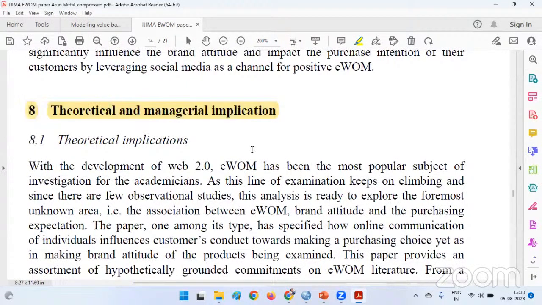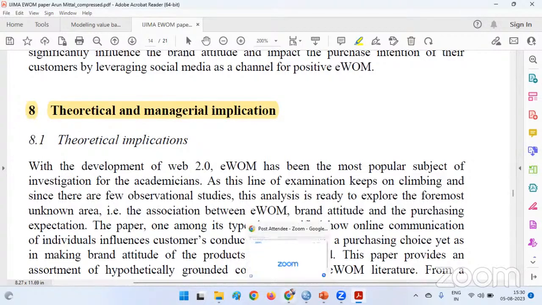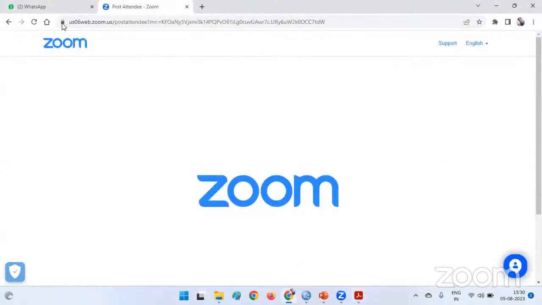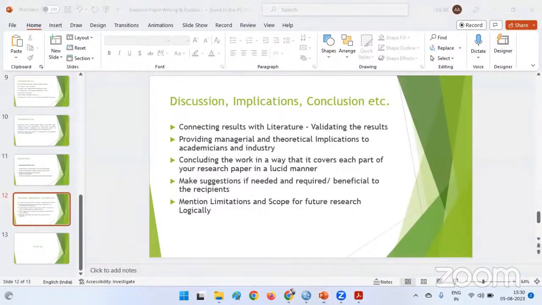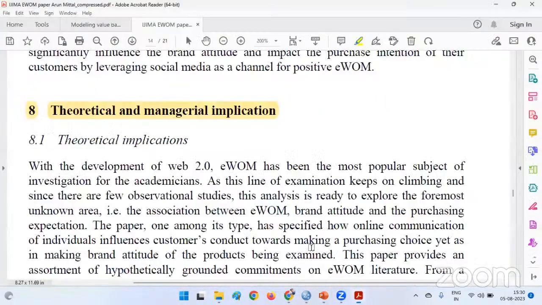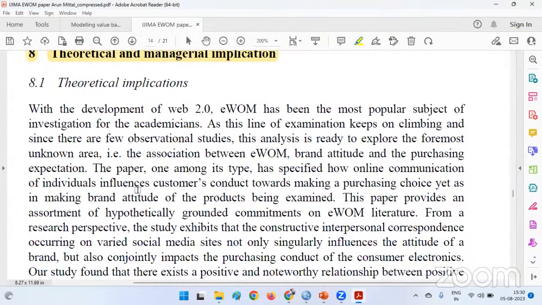Theoretical and managerial implications. Now, what are the theoretical implications? They are the academic implications, like how the study contributes to academics. And in managerial implications, how the study will be applicable in business. Sorry, the business applications of the study.